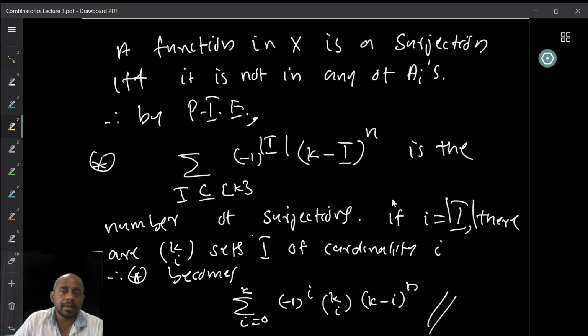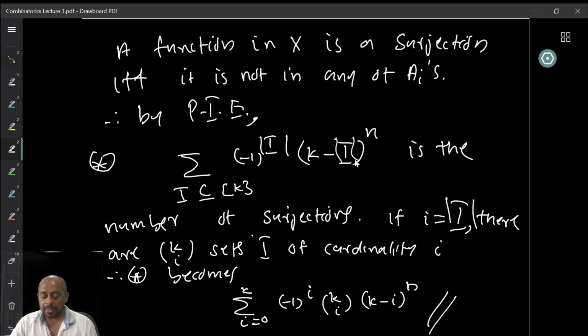Now, again, a function in X is a surjection if and only if it is not in any of the A_i's, because every possible element that I have taken, A_1 to A_k, contains all of these functions which miss any of the elements. So therefore, it contains all of them. So by the principle of inclusion and exclusion, we have the summation over I subset of 1 to k of minus 1 raised to cardinality of I, times k minus cardinality of I whole raised to n, is the number of surjections.